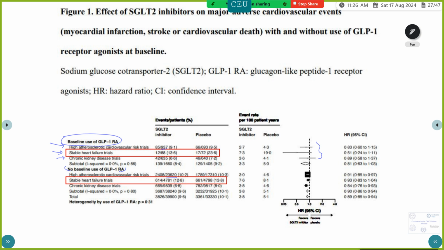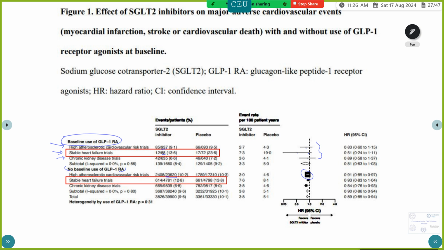So since the trials are small in number, the point estimates are also small as compared to this where the point estimate is quite big. And the confidence intervals are also big since the number of patients in this particular trial was only 88, which is why the confidence intervals are quite wide. But here the number of patients were 23,000, so the confidence interval is very small.